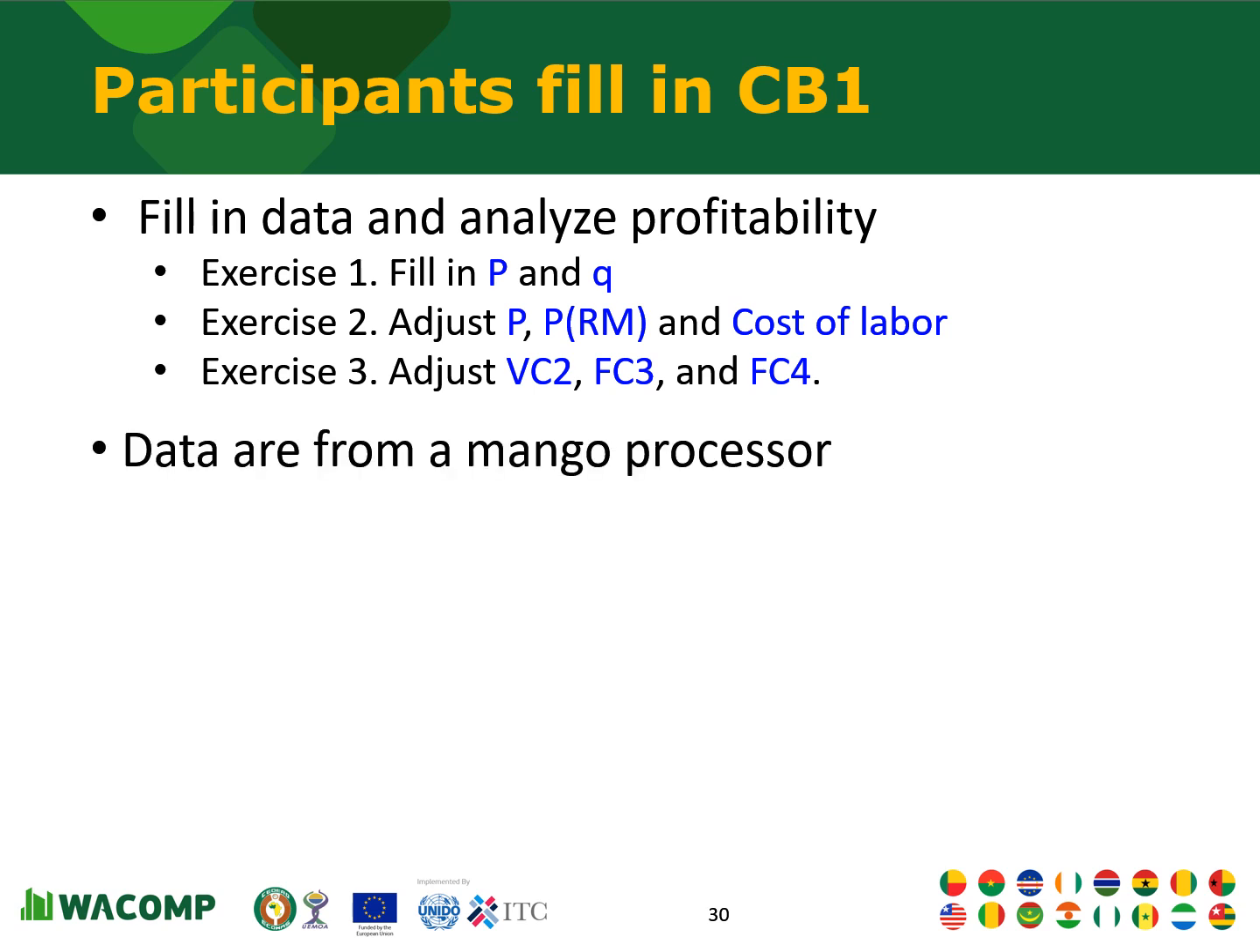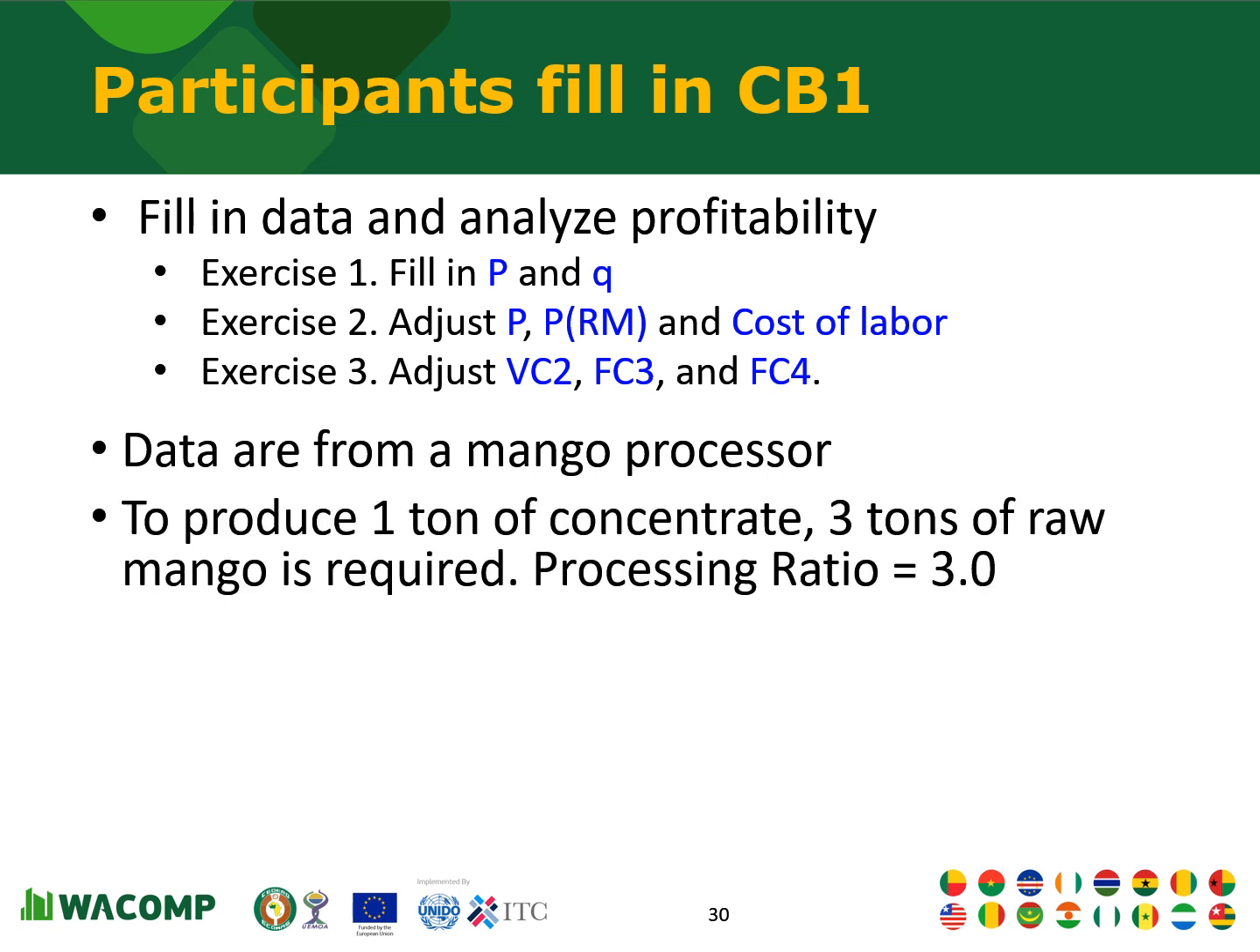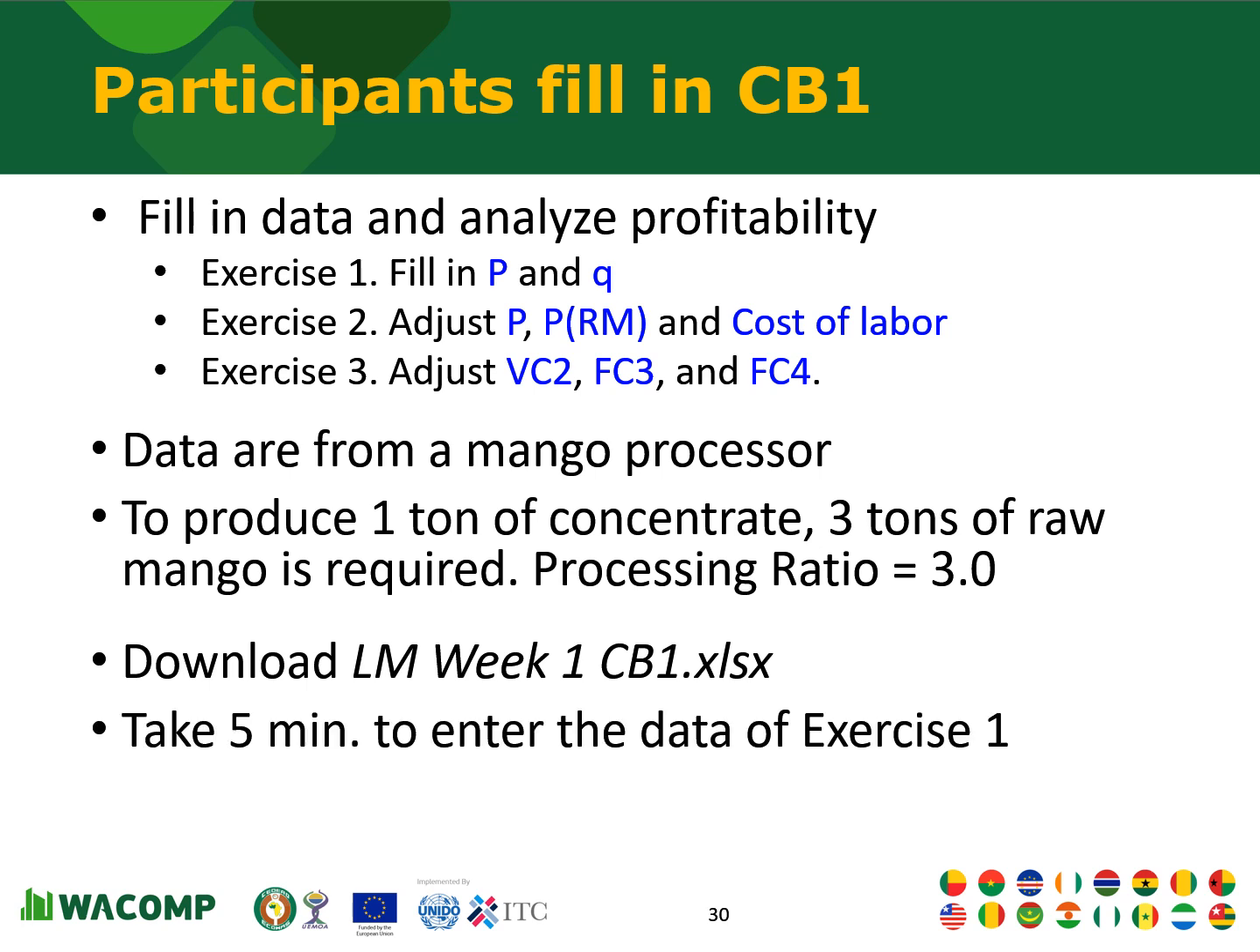The data I give you as a sample are from a mango processor. To produce 1 ton of concentrate, 3 tons of raw mango is required, so we have a processing ratio of 3.0. Please download week 1 lecture material. It's called CB1 XLSX. Take 5 minutes to enter the data of exercise 1. Then I give the answers and we continue with exercise 2.